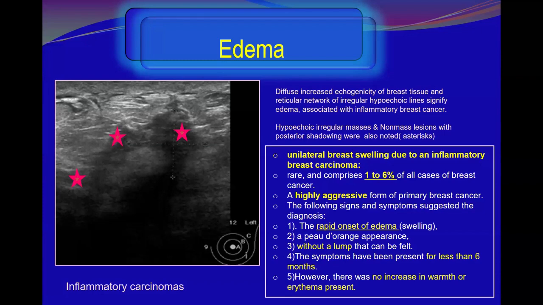Unilateral breast swelling in inflammatory breast carcinoma is rare, according to the literature. Not only according to my practice, but also according to the literature, it only represents 1 to 6% of breast cancer, and it is a highly aggressive type of breast cancer. The symptoms suggesting the diagnosis are rapid onset edema with beady orange skin, without a palpable lump, and the duration of symptoms is usually less than 6 months. However, these are not associated with warmth or erythema, which are present in inflammation of the breast or mastitis.